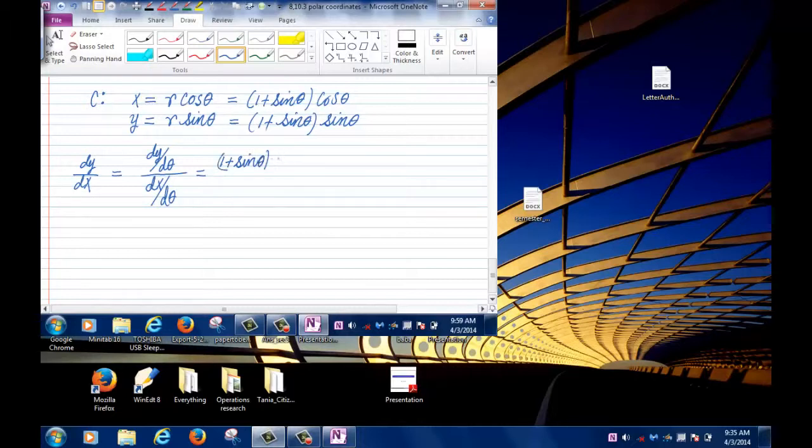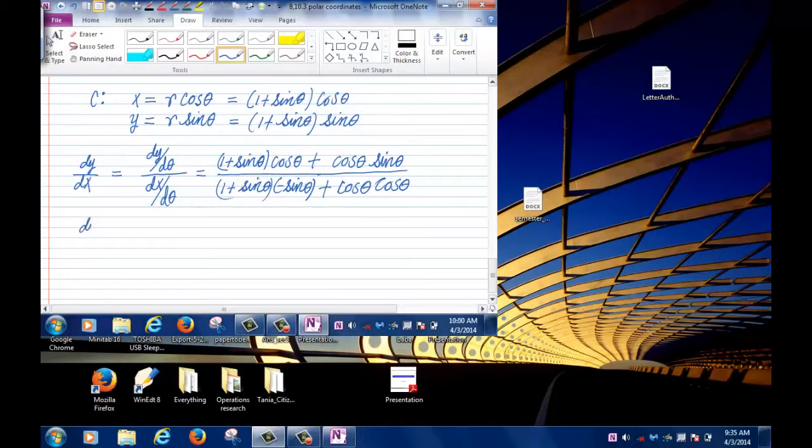Did we get this? Plus cosine theta times sine theta, right? And in the denominator, it will be 1 plus sine theta times the derivative of cosine, that's negative sine theta, plus cosine theta times cosine theta, right? Everybody's okay?